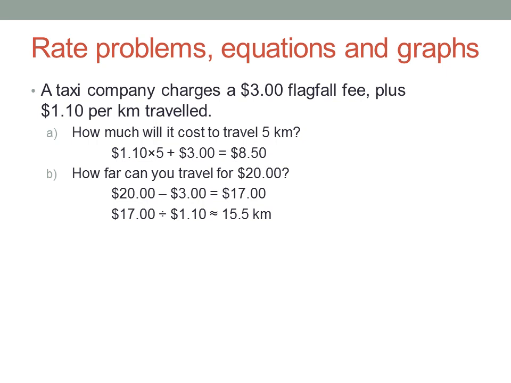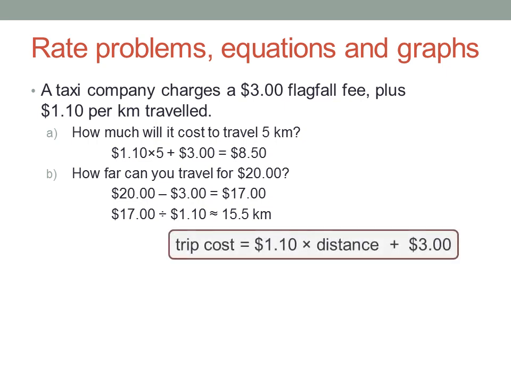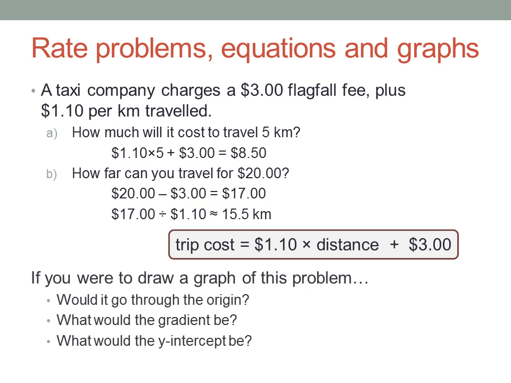Can you write this relationship as an equation? Look again at part A. We calculated the cost of the trip by multiplying the rate by the distance and then adding the flagfall. The trip cost is $1.10 times the distance plus $3. Notice that structure again. So, if you were going to draw this relationship on a graph, would it go through the origin? What would the gradient be? What would the y-intercept be?